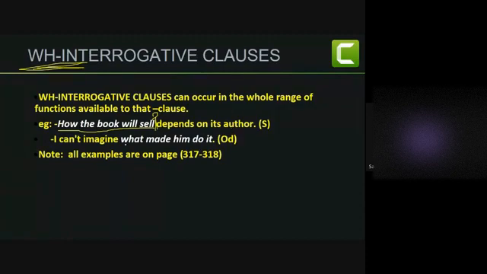I can't imagine. Here, this is a full sentence. I can't imagine. What made him do it? What made him do it can be a full question. Right? But this WH interrogative clause I used as a part of the complex sentence and it functions as a direct object. If you want more examples, you can go to page 317, 318. Do you have any question here, please? Any question? No, Miss, it's clear.